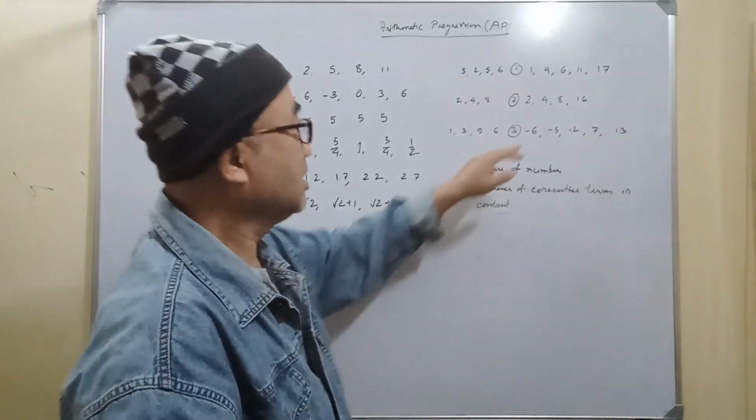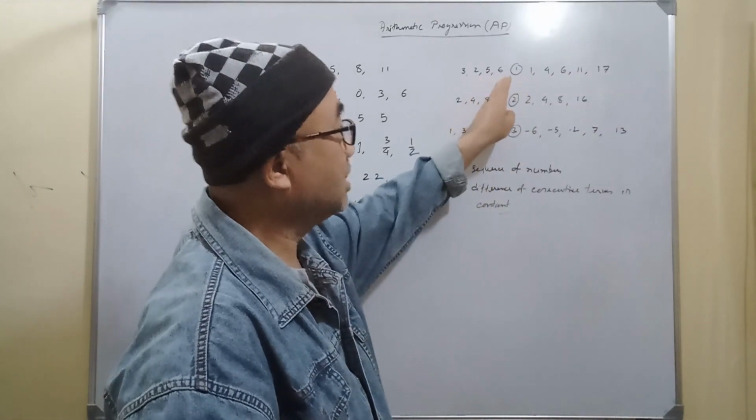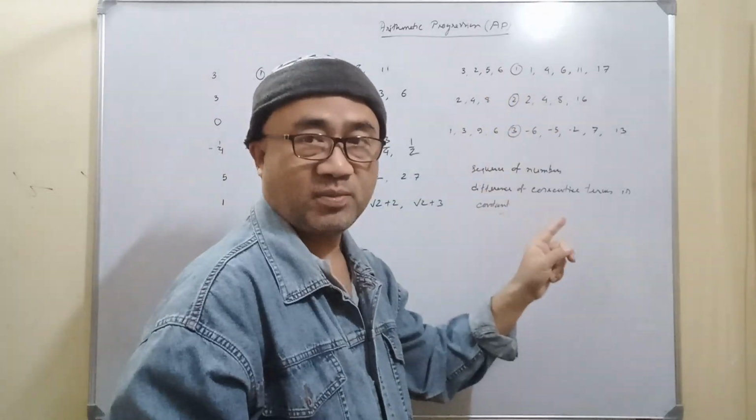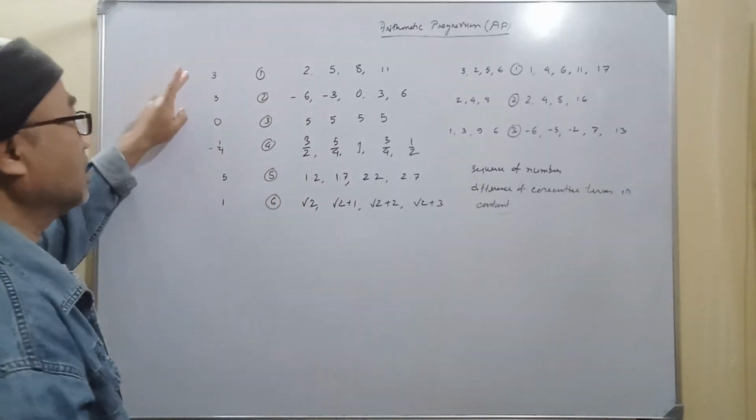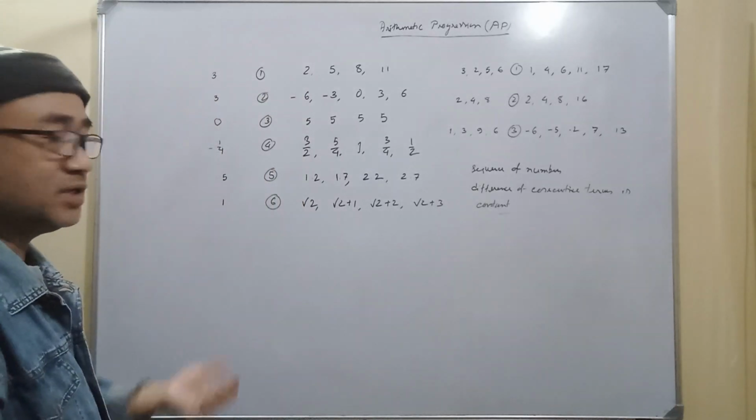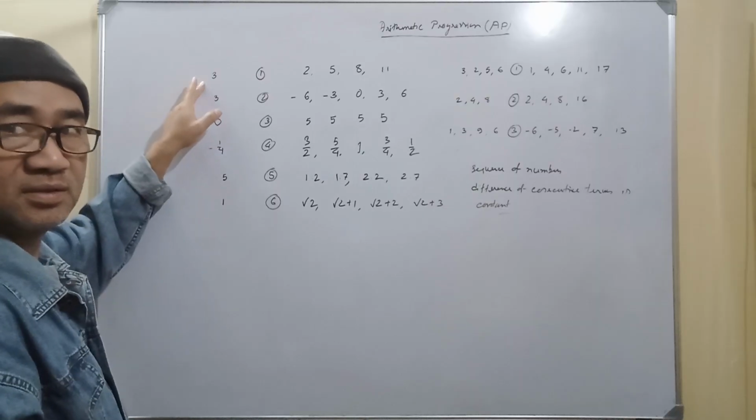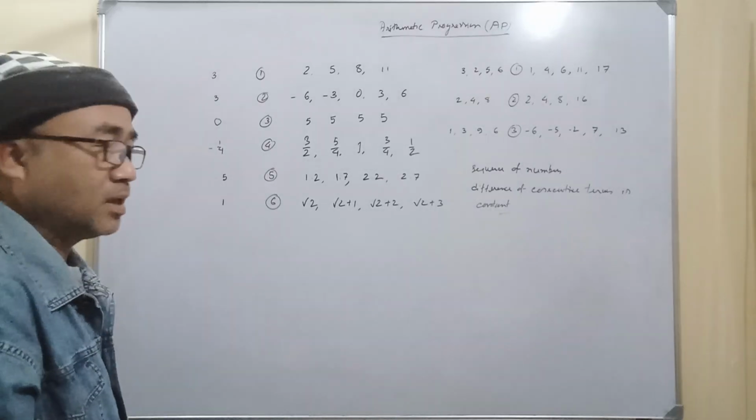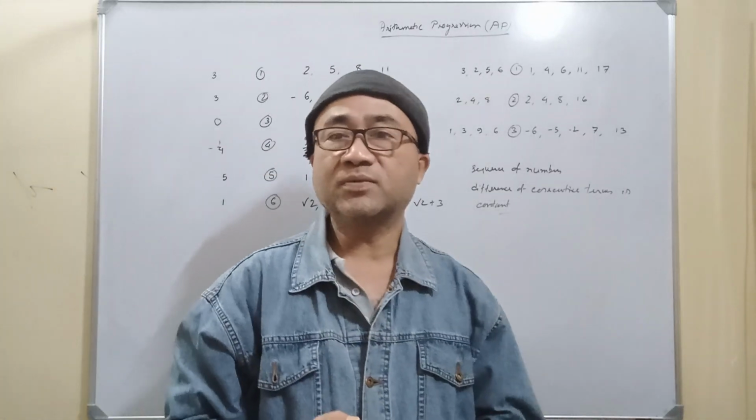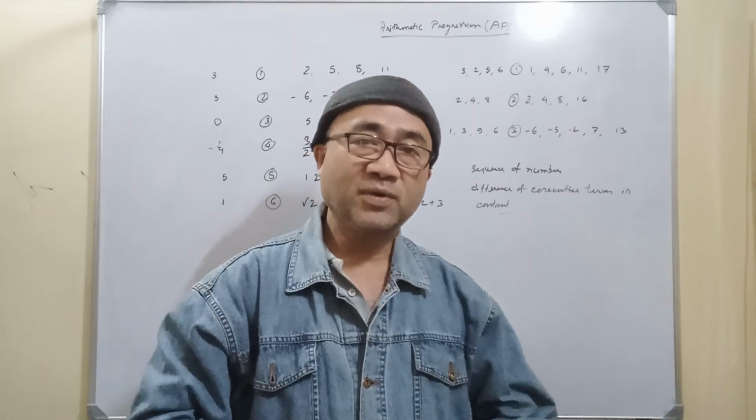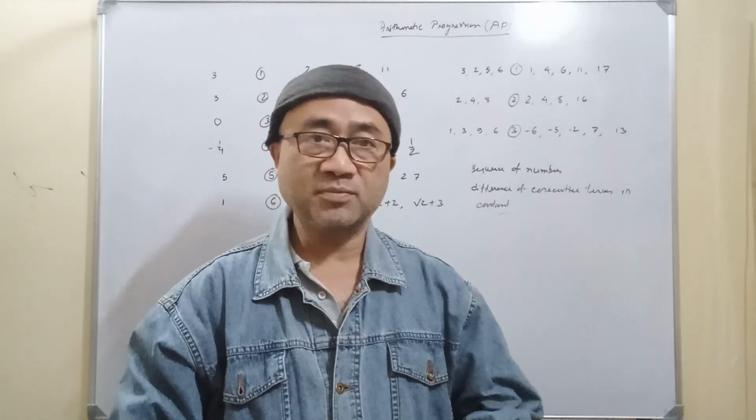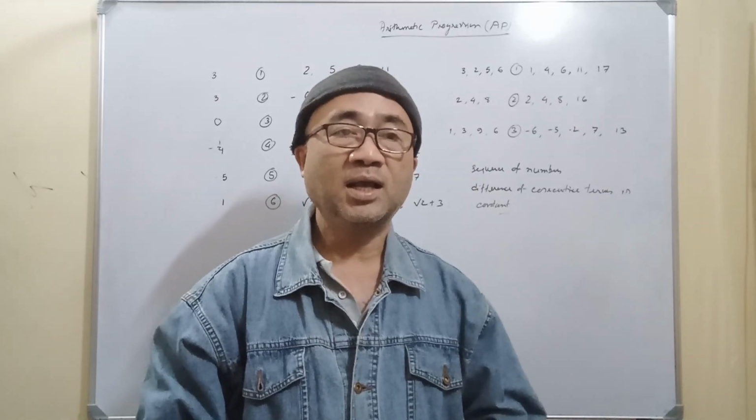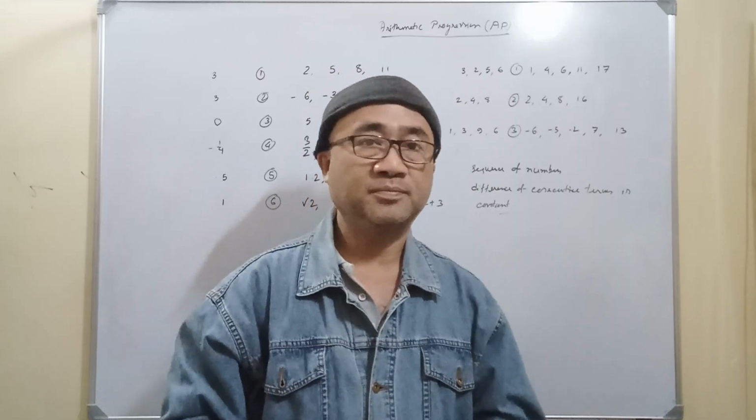And sequences where the difference is different are not arithmetic progressions. Where the difference is constant, it is also called a common difference. It is constant, it is called an arithmetic progression. So an arithmetic progression is a sequence of numbers where the difference between any two consecutive terms in the sequence is constant. That is an arithmetic progression.